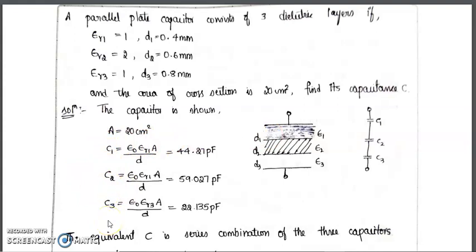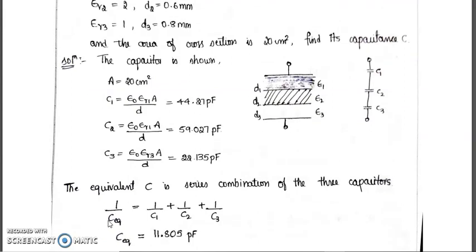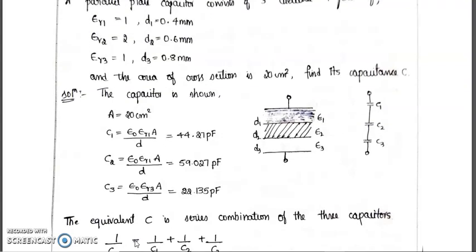So the total capacitance is the equivalent capacitance of the series combination of C1, C2 and C3. So you can write 1 by C equivalent is equal to 1 by C1 plus 1 by C2 plus 1 by C3. So substituting and simplifying, with C1 as 41.27 picofarad, C2 as 59.027 picofarad and C3 as 22.135 picofarad, you will get total capacitance C equivalent is equal to 11.805 picofarad. So this is how you will find the capacitance of the composite parallel plate capacitors.